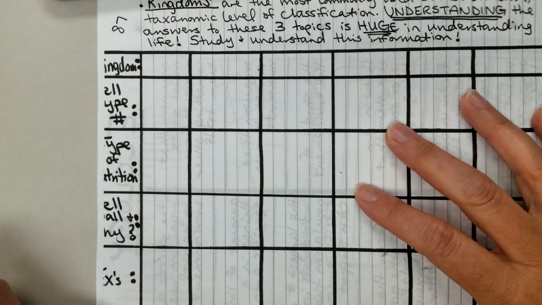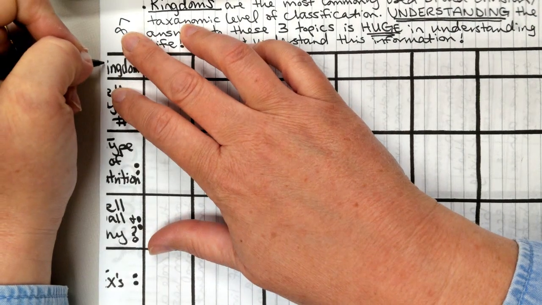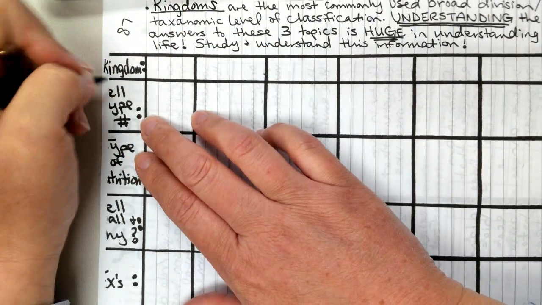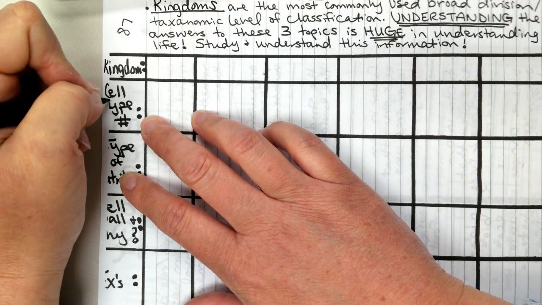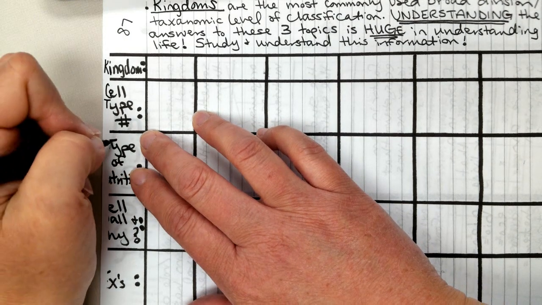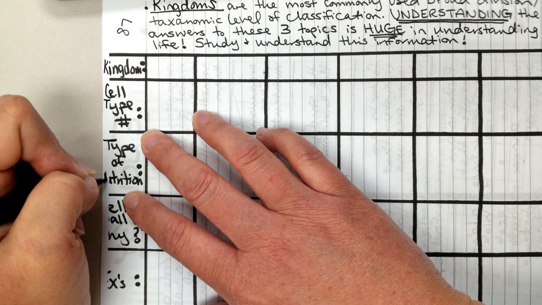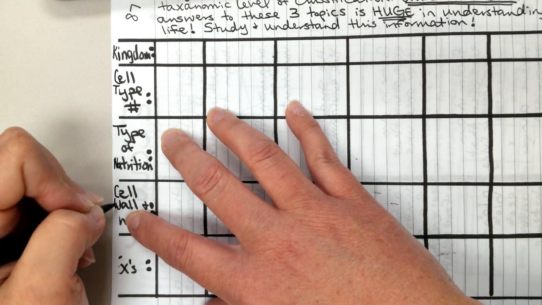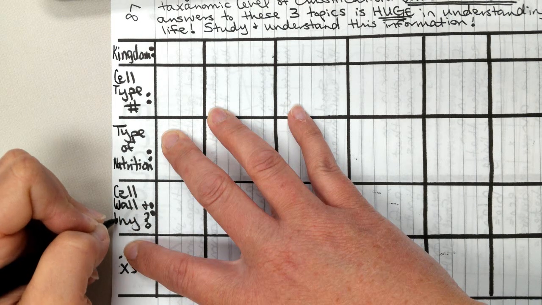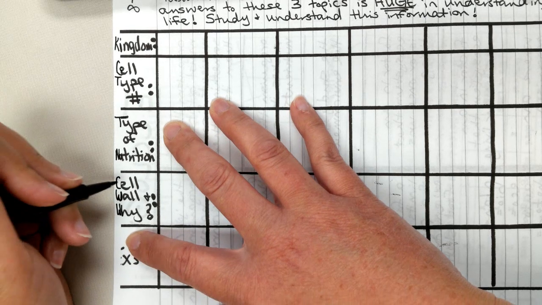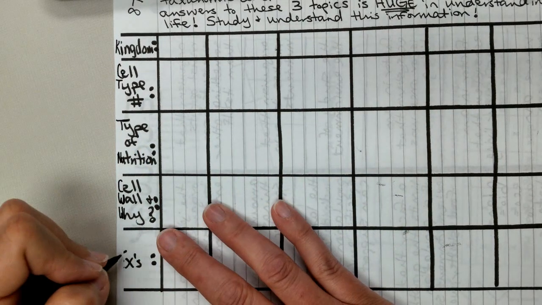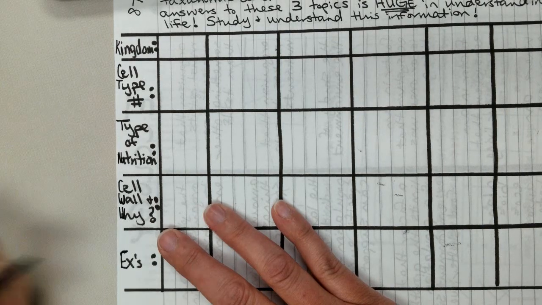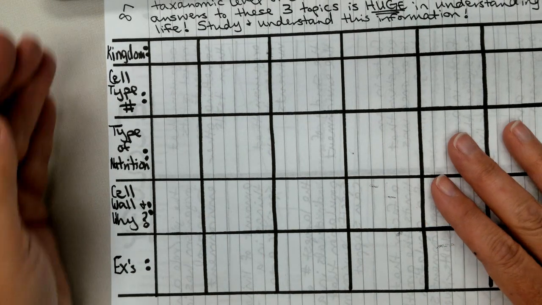In true fashion, it cut off all this stuff. So this says kingdom, cell type and number, type of nutrition, cell wall, and why. Looks like some of it got cut off. So do they have a cell wall, and why? And then examples. You need to fix that down the side there. It did not matter what I did, it kept cutting that side off. So pause this.